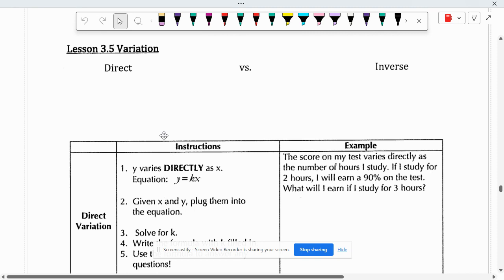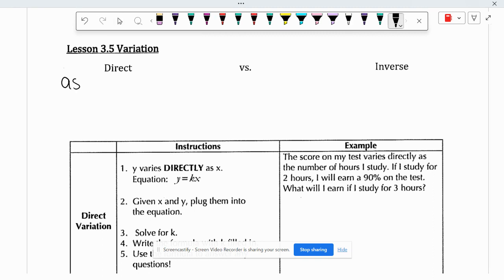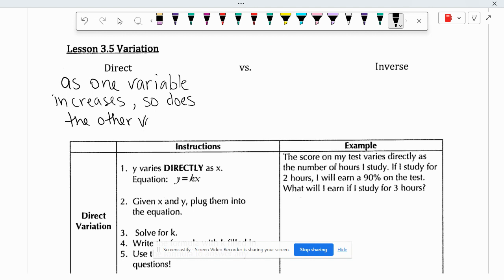If something varies directly, or if something has direct variation, it just means as one variable increases, so does the other variable.